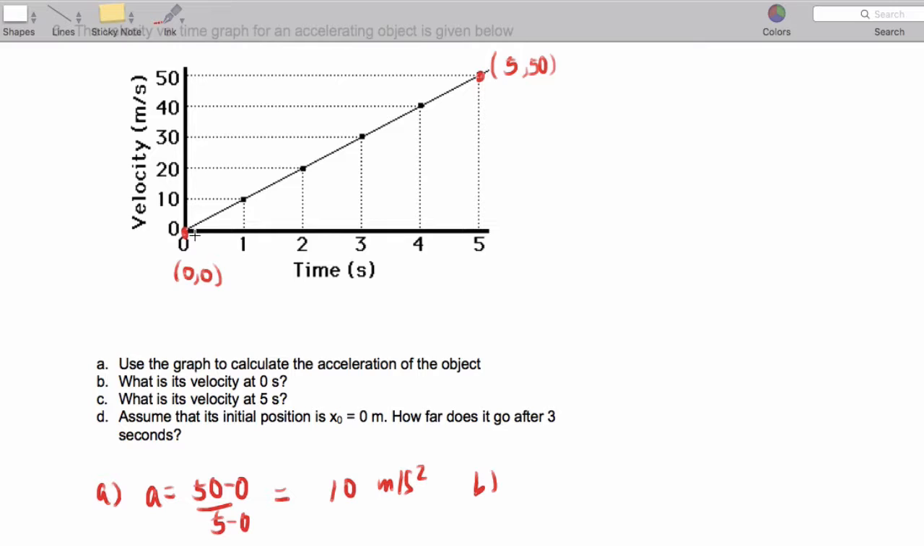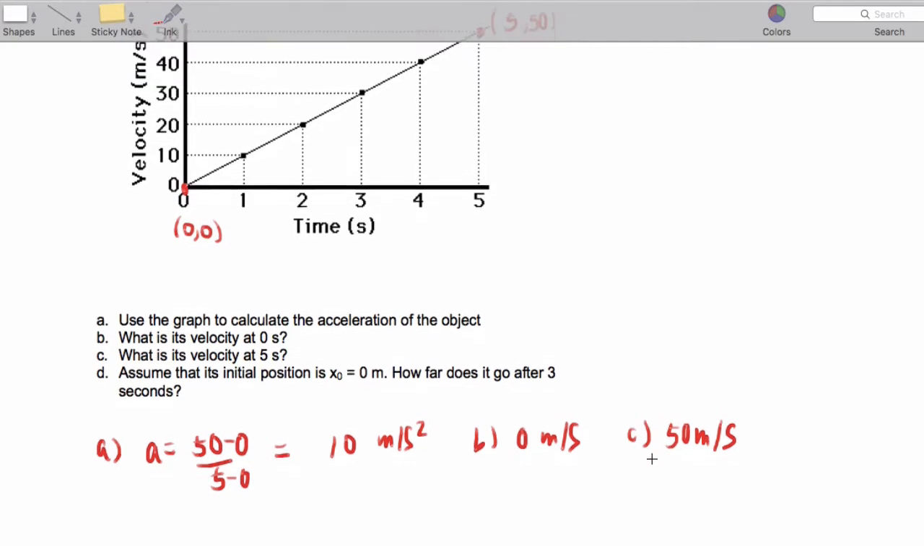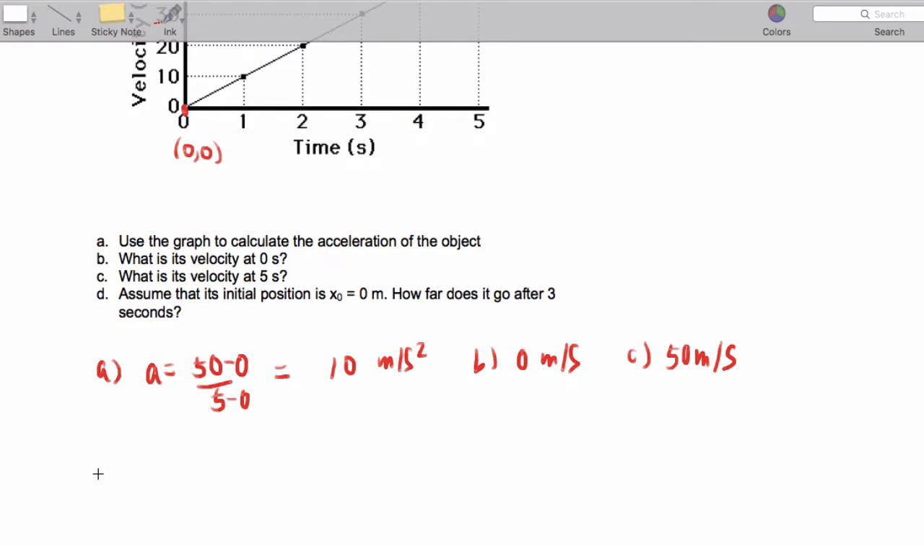The velocity at 0, we read it off the graph, is 0 meters per second. The velocity at 5 seconds, we read that off the graph, and it's 50 meters per second. Now, assuming the position is 0, how far does it go after 3 seconds?